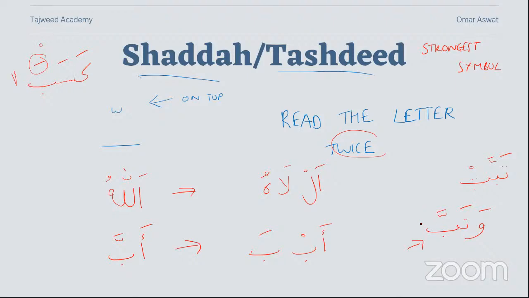But if you stop on watab, because it has tashdid, it isn't changing to anything. It's just watab. You literally read the letter twice. So tashdid, or shaddah, is the strongest symbol.